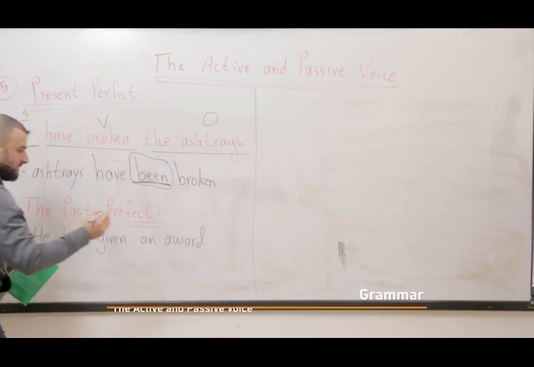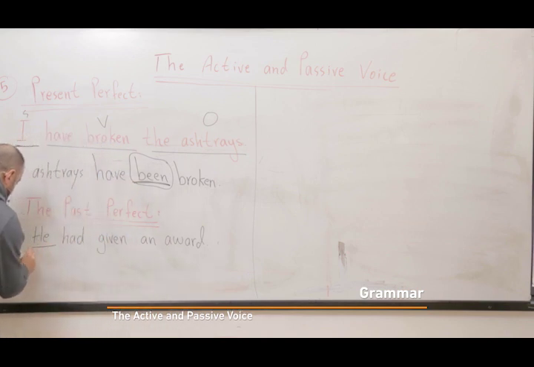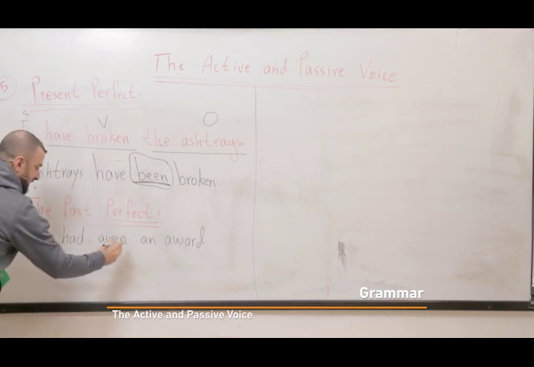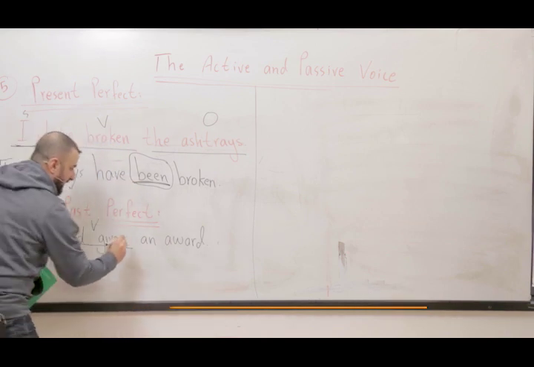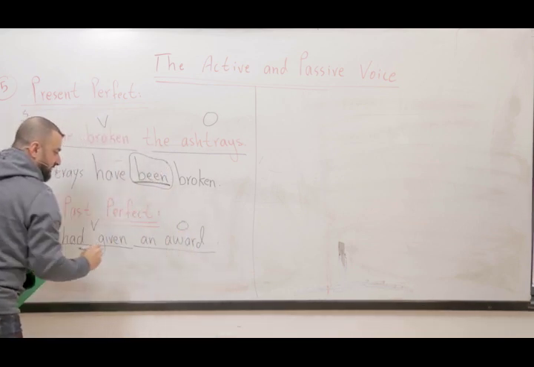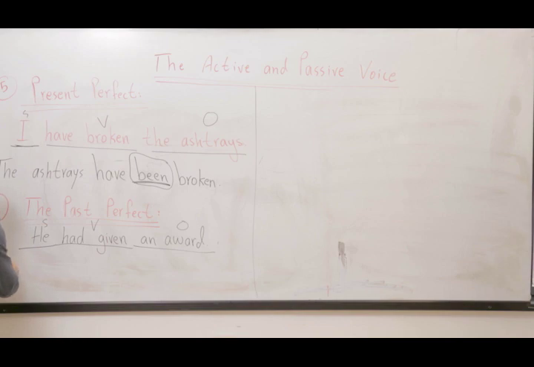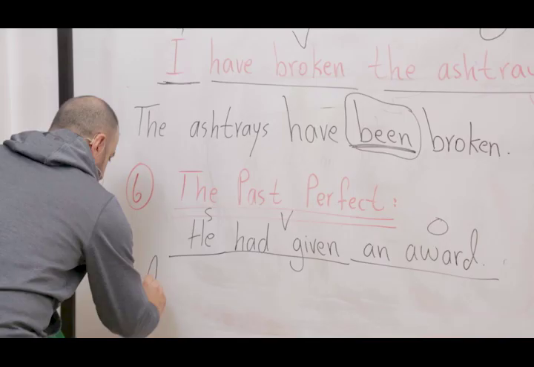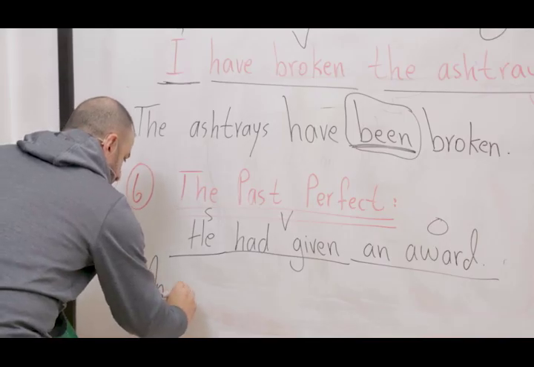First of all, underline the subject. He is the subject. Had given is a verb. An award is an object. So you have to shift this object to the subject position. So it is an award here. An award.